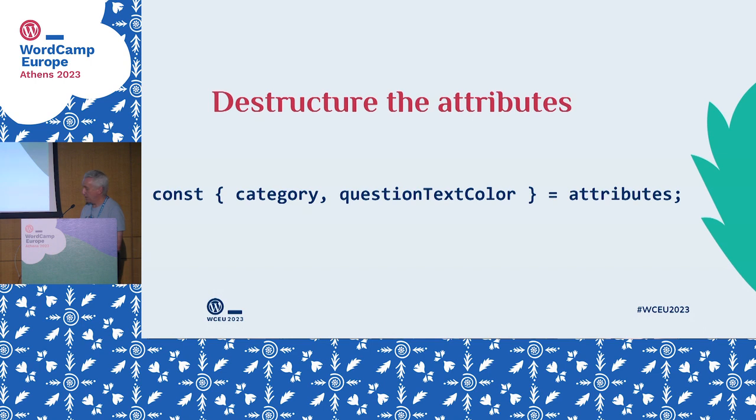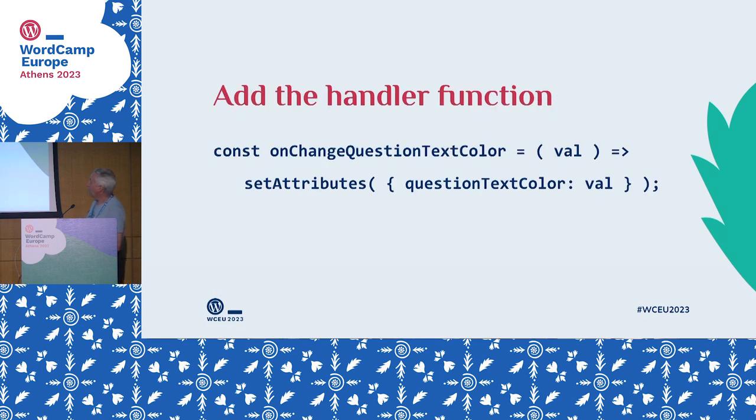And then we also need the handler function, which works pretty much the same as the other handler function, just put it below the other handler function. So once it's on a change, you'll get the value passed to it, and then you can use set attributes to change the question text color attribute defined in block.json to whatever value gets passed.